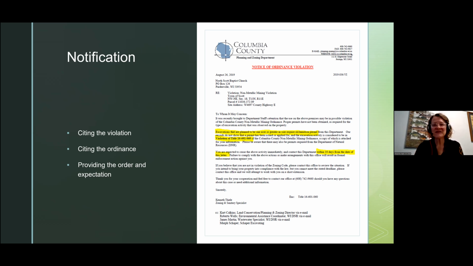And so this was indeed a non-metallic mine site that was under the guise of a construction site project, and the county basically called them out saying, we believe you're mining here and you need to get an application into us. So that was that notification process that the county went through.